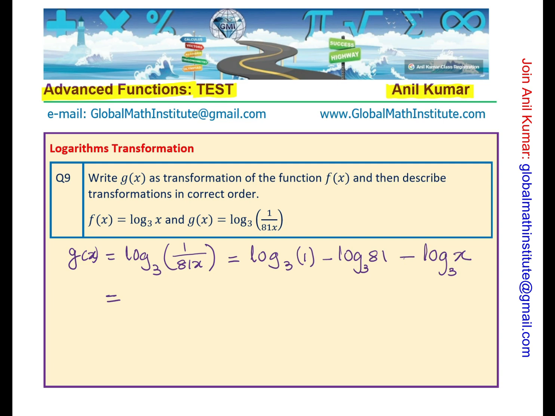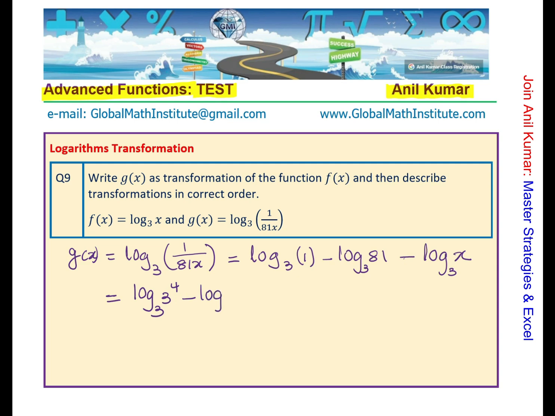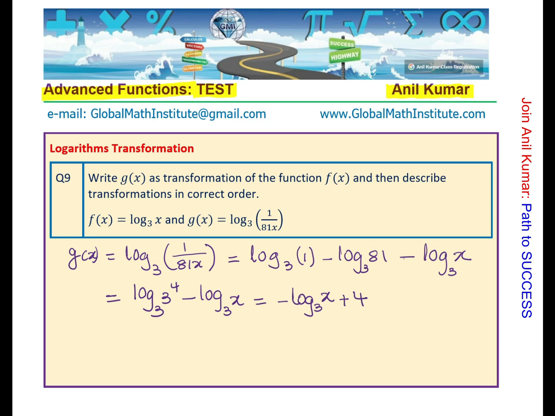So log of 1 is 0. And here we have log to the base 3 of 81, which could be written as 3 to the power of 4. And we have minus log to the base 3 of x. So that means we have minus log to the base 3 of x and 4 times log base 3 of 3, which is 4, right? So plus 4. Correct. So that becomes the function g of x in terms of f of x.